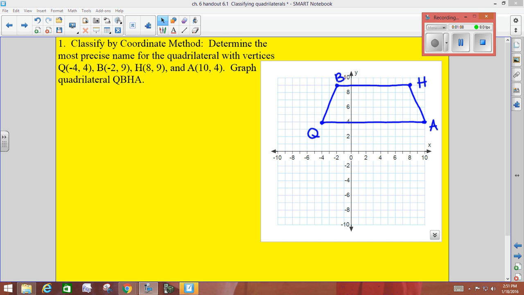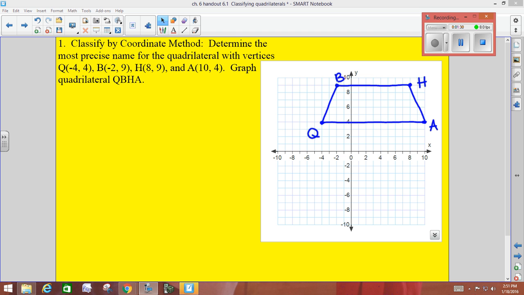What do they mean by the word precise? Details. Yeah, the one that's going to give us the most details or the most specific name. So if I classify this as a quad, would I be wrong? No, but is that the most precise name I could give it? Okay, so what's more precise than this being a quad?